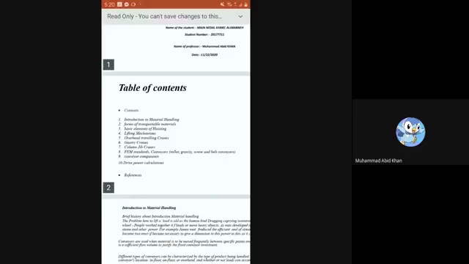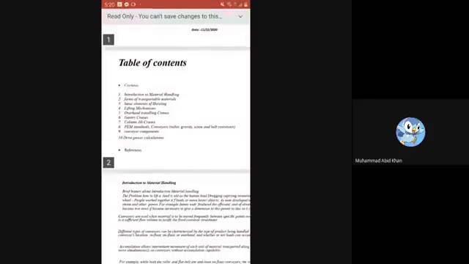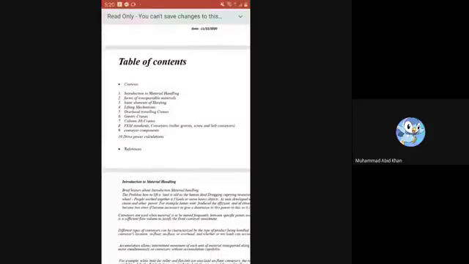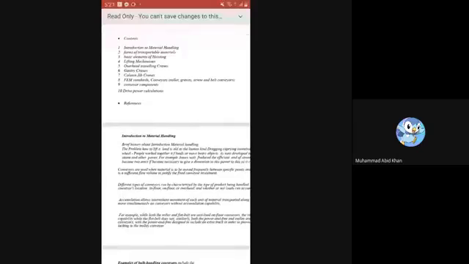Introduction to material handling, forms of transportable materials, basic elements of hoisting, lifting mechanisms, overhead traveling cranes, FEM standards, drive power calculations, references. Introduction to material handling: a brief history.